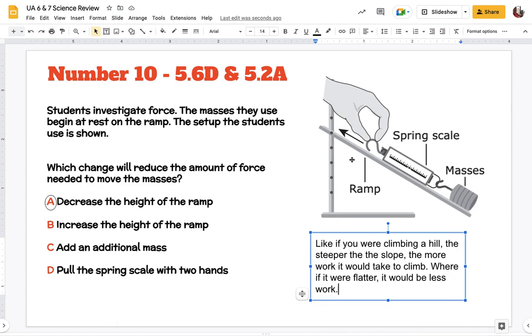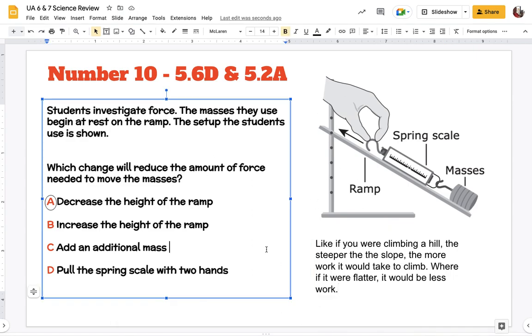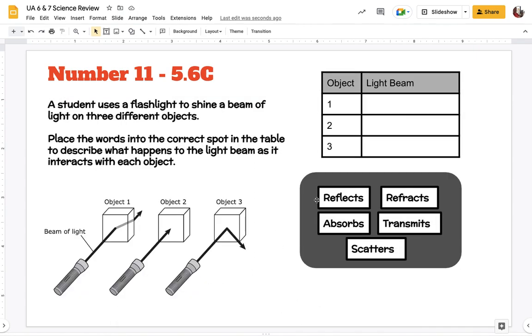Okay, hopefully that helped with this one. Good job, y'all. Almost done. We just have 11 and 12 to finish up. So number 11, a student uses a flashlight to shine a beam of light onto 3 different objects. So down here we have object 1, object 2, object 3. Okay, so we need to place the words into the correct spots in the table to describe what happens to the light beam as it interacts with each object.